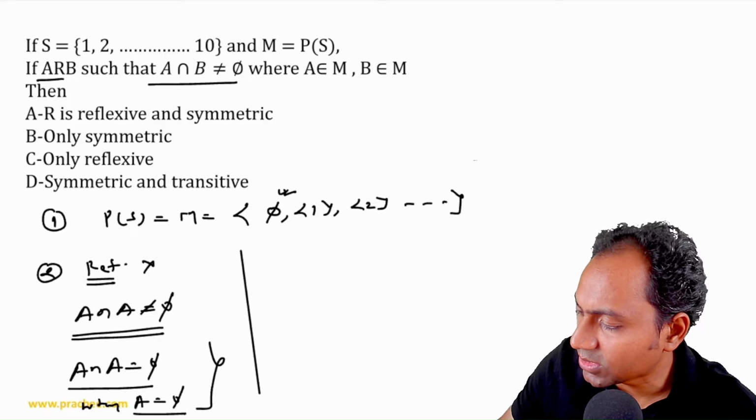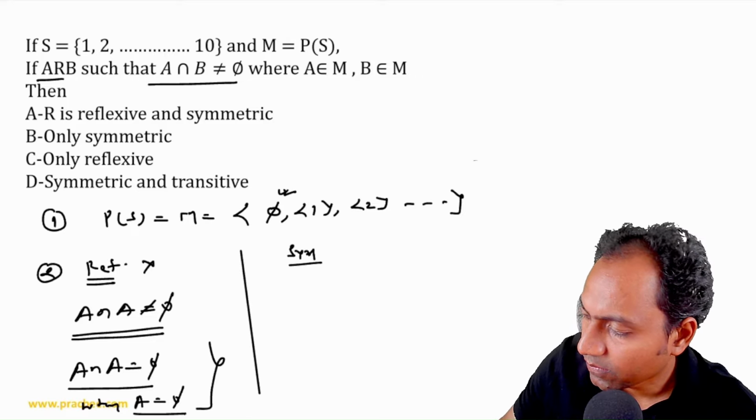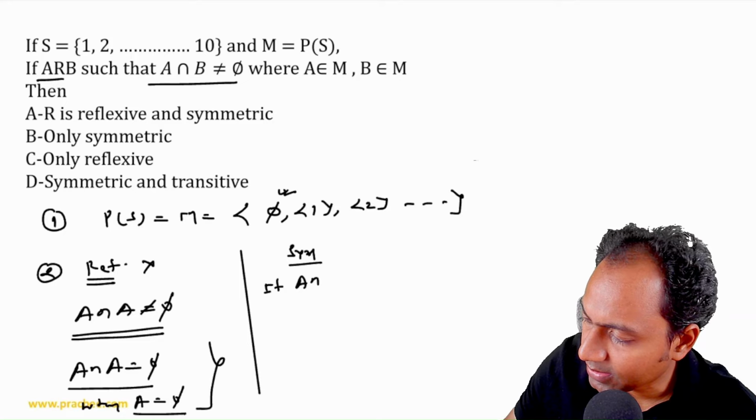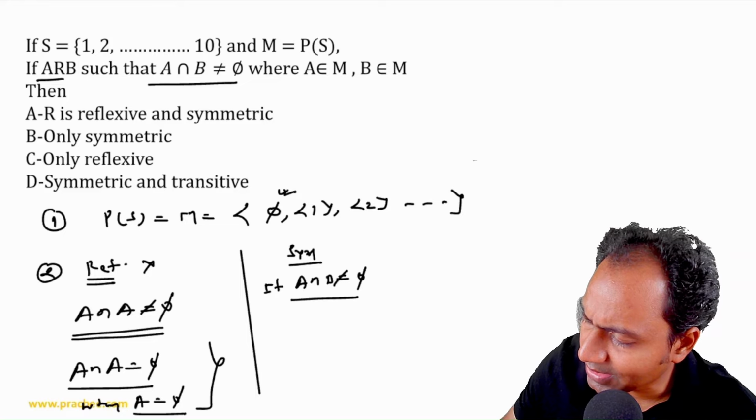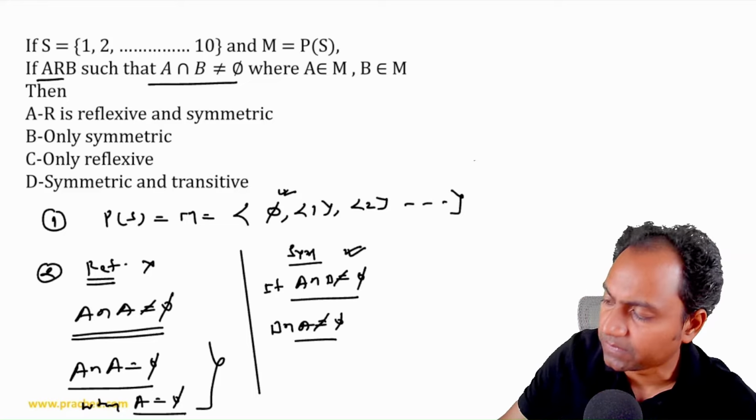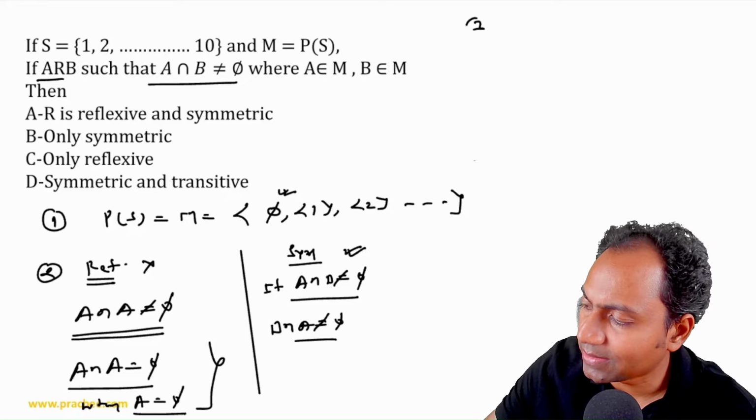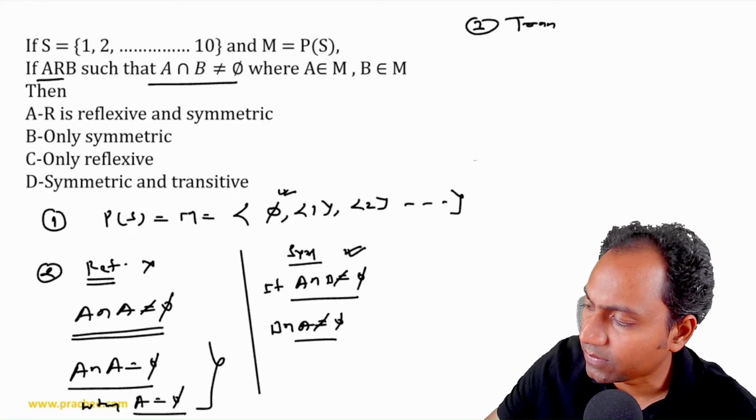Next, if I want to check symmetric, what they are saying is if A intersection B is not equal to phi, then we can say that B intersection A will also not be equal to phi. So symmetric is fine. Third, let us check the transitive part.